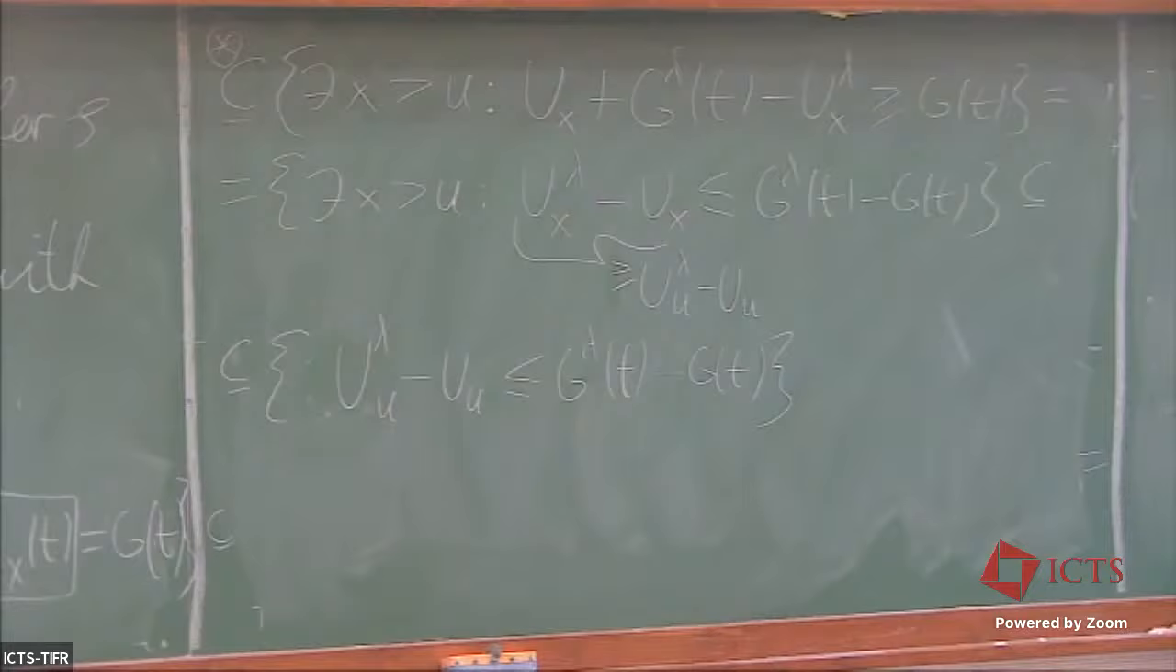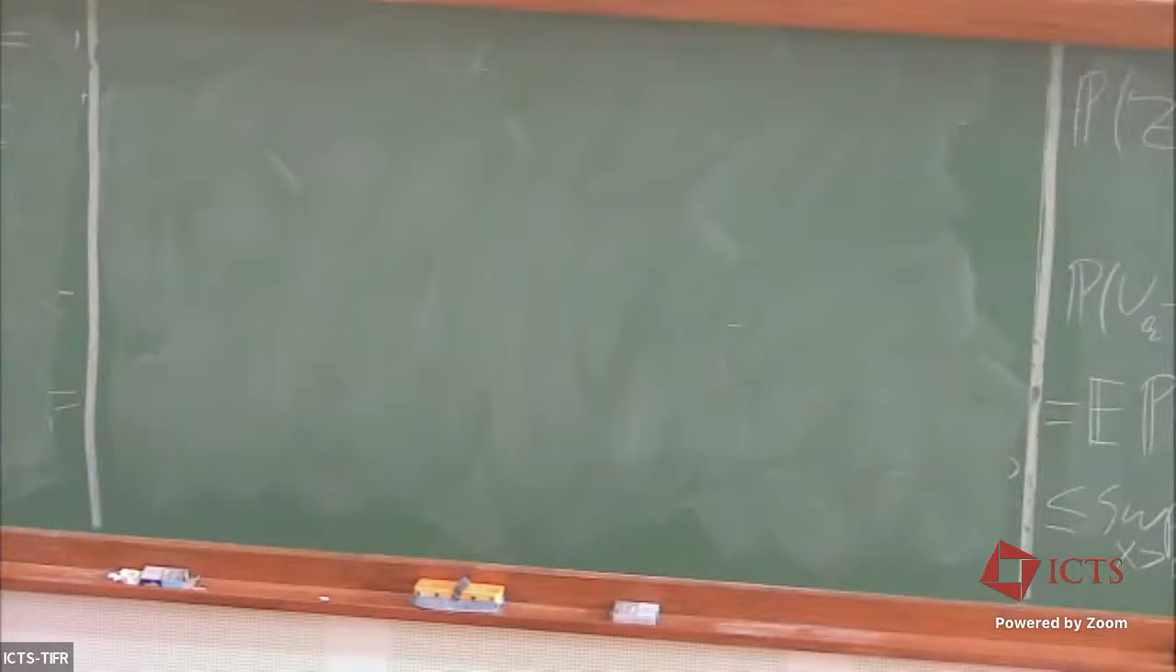Okay, so now comes the interesting bit. This is really the important event I want to look at. This event bounds, or contains, the event that I have this deviation for the exit point. And what's next is I want to center these things. These are not centered random variables. I want to subtract the means of all of these random variables.